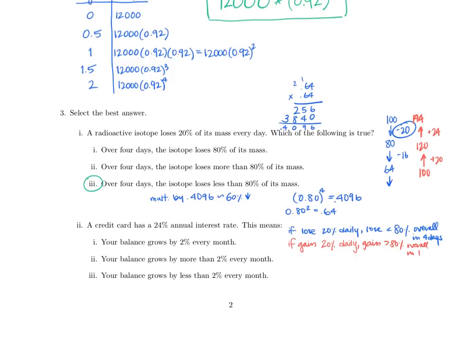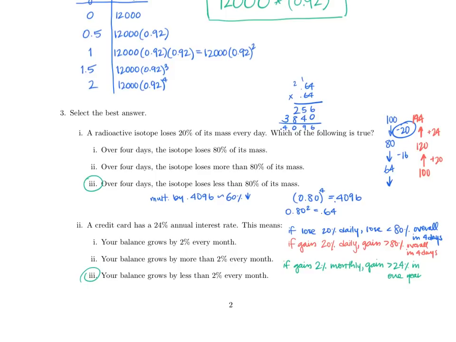So now the question becomes, hey, what if overall you have a 24% annual interest rate? What would that mean? Well, if we had a 2% growth every month, if we gained 2% every month, overall, we'd have more than 24% every year, right? 2 times 12. So that means if we need exactly 24%, we actually need our balance to grow by less than 2% every month.